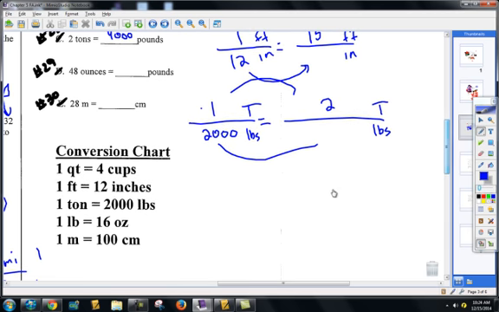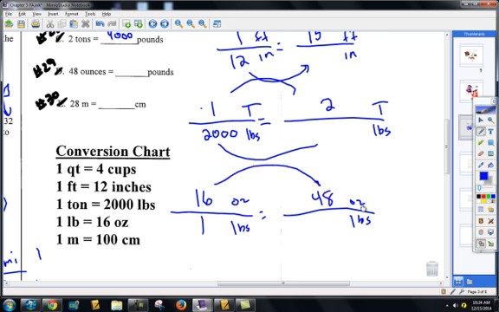Okay. Class 2. Here we've got ounces to pounds and ounces to pounds. I know that there are 16 ounces in 1 pound. I need to know how many pounds are in 48 ounces. So that's times 3, times 3, would be 3 pounds. You could also cross multiply and divide as well.